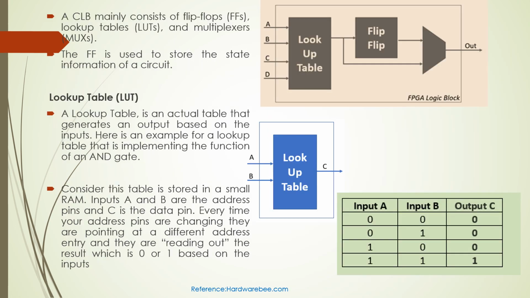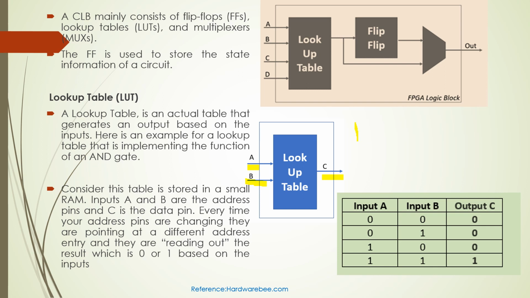Now, coming to the basic elements of a CLB, or configurable logic block. You can see a configurable logic block consists of a flip-flop, lookup table, and multiplexers. The flip-flop stores the state information of a circuit, while the lookup table is a table that generates the output based on the inputs given. You can see a simple example of a lookup table with two inputs A and B, and you get an output C based on this table.